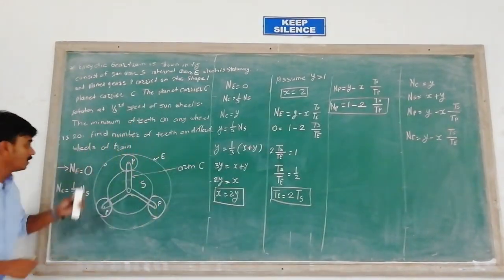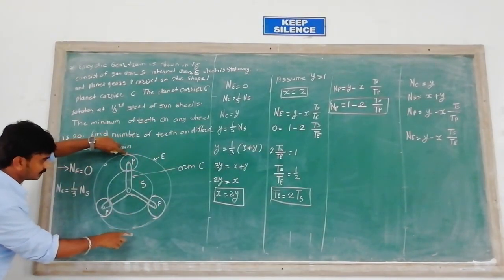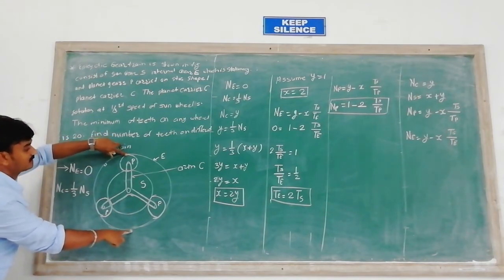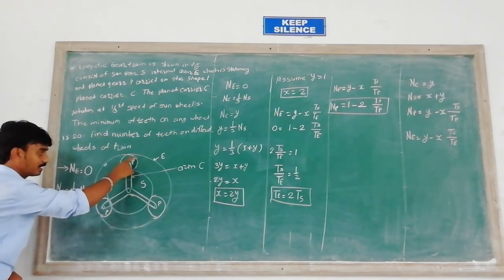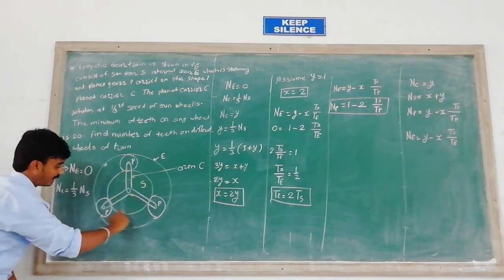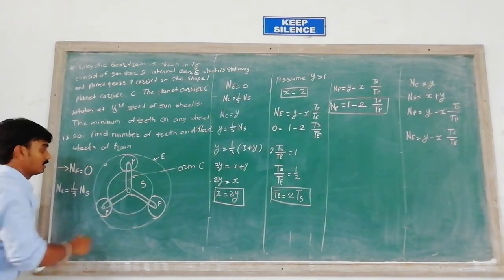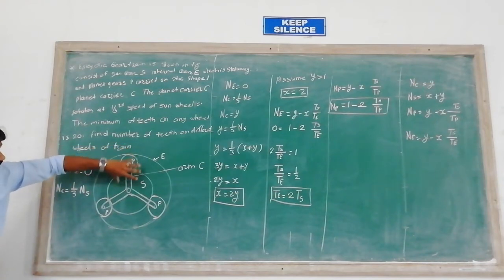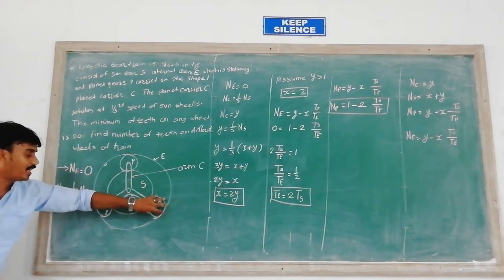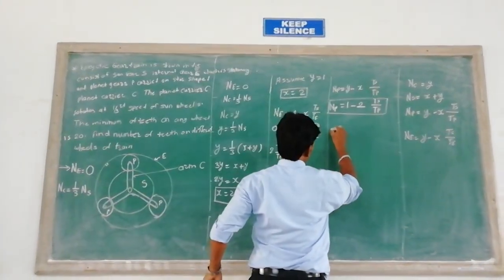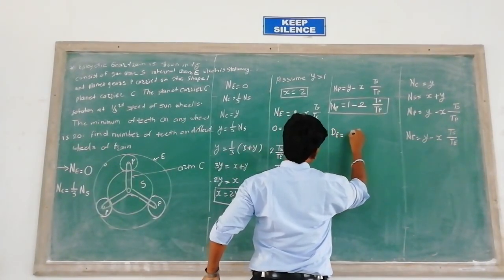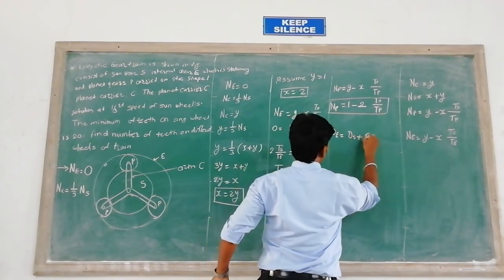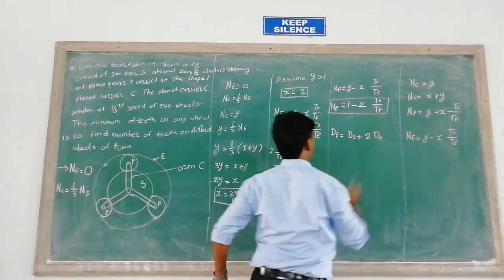concentrate here. The total diameter of the gear E is equal to the diameter of the planet gear plus the diameter of the gear S plus the diameter of the another planet. If we see in this diagram, the diameter of the outer gear E is equal to the diameter of the planet here plus the diameter of the sun here plus the diameter of the another planet here. Therefore, DE is equal to the diameter of the sun here plus 2 times the diameter of the planet here.